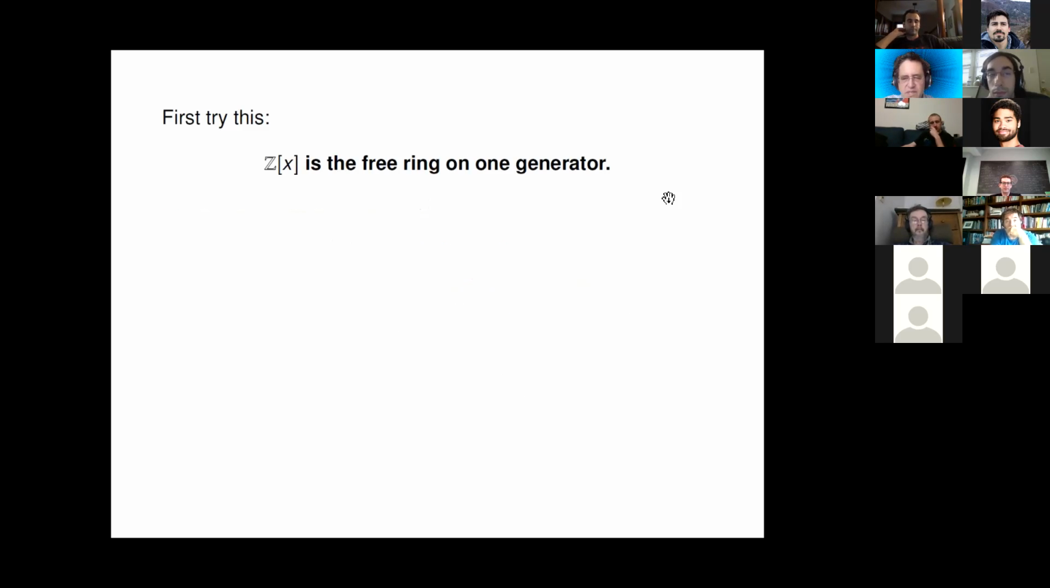So Z of x is polynomials with integer coefficients in one variable x. And this is the free ring on one generator. So if anyone asks you why are polynomials so important, this is like a high-level answer. It's because it's the free ring on one generator.